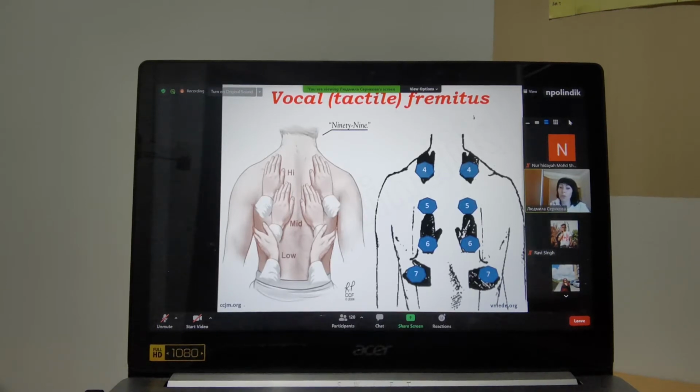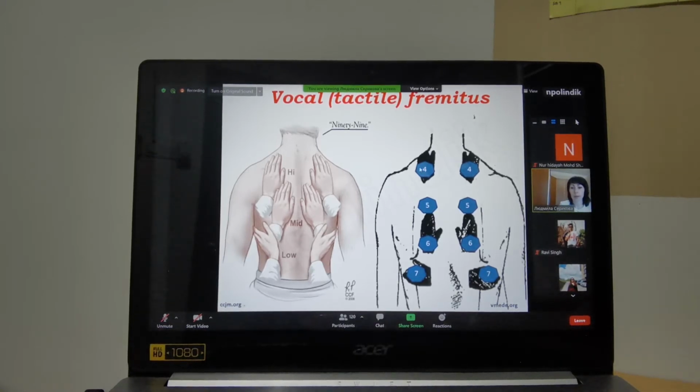Next, you will check the posterior surface. On the posterior surface, you will place your hands in 4 points. It is the suprascapular region. After that, between the scapulae, but to palpate between the scapulae, you should ask the patient to cross the hands and place them on the shoulders. Like this, the patient can displace the scapulae and widen the surface.